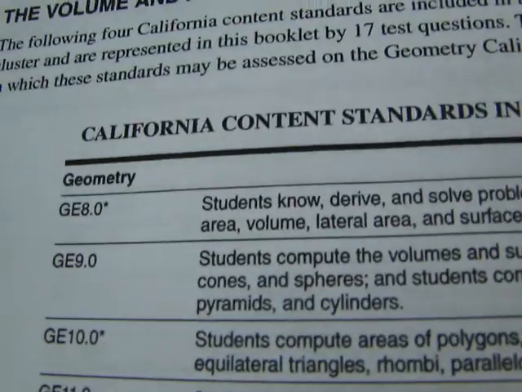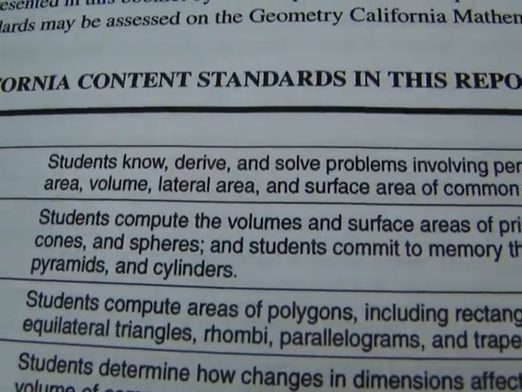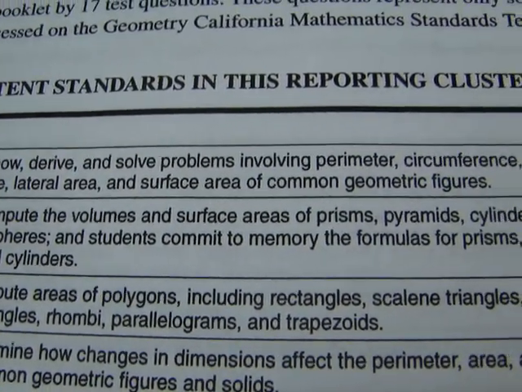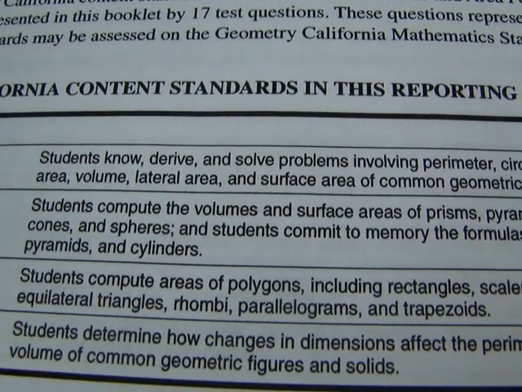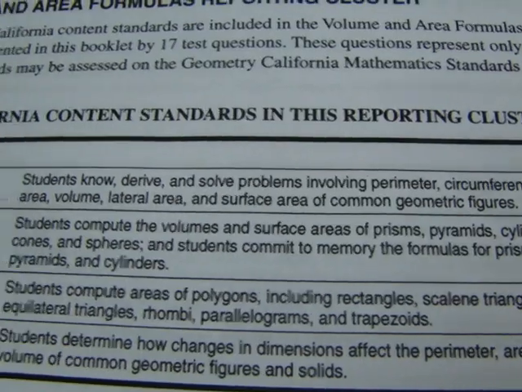Standard 9 is about areas, surface areas, and volumes of complex forms. Let's take a look at it. Standard 9 says, students compute the volumes and surface areas of prisms, pyramids, and cylinders, cones, and spheres. The student commits to memory the formulas for prisms, pyramids, and cylinders.